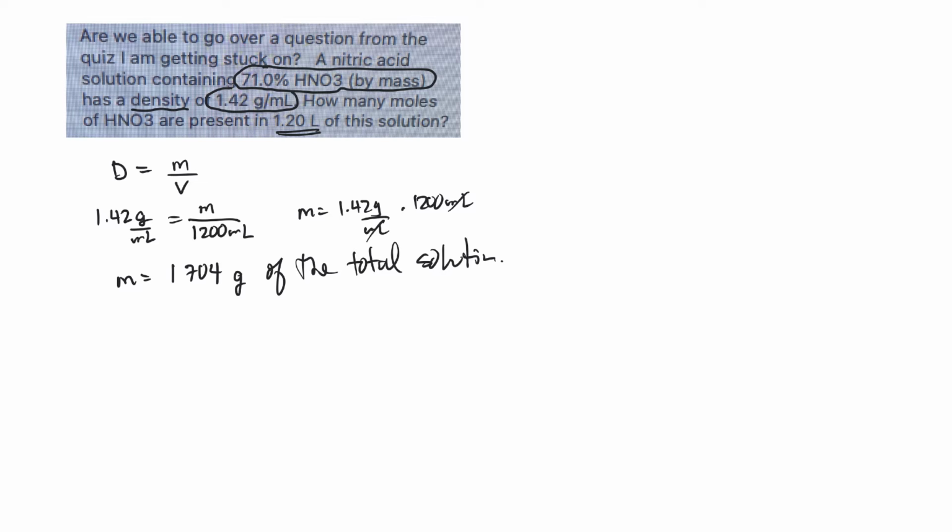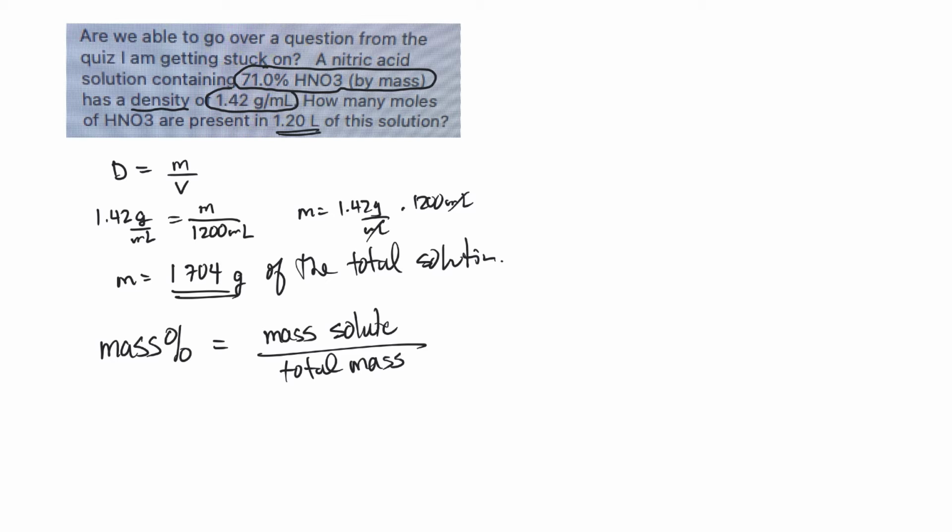Okay, so their question is, how many moles of nitric acid are in there? So this gives me the mass of the total solution. Let's do our mass percent formula now. So I have mass percent is equal to the mass of the solute divided by the total mass. Okay, and this is my total mass of the solution, and the mass percent they give me in the question.